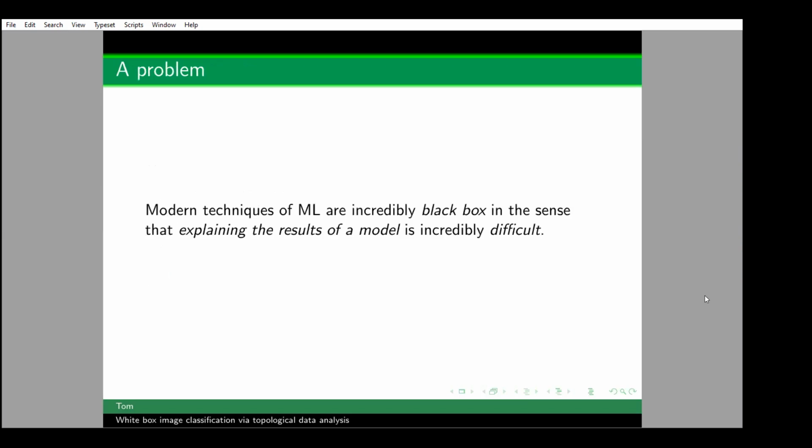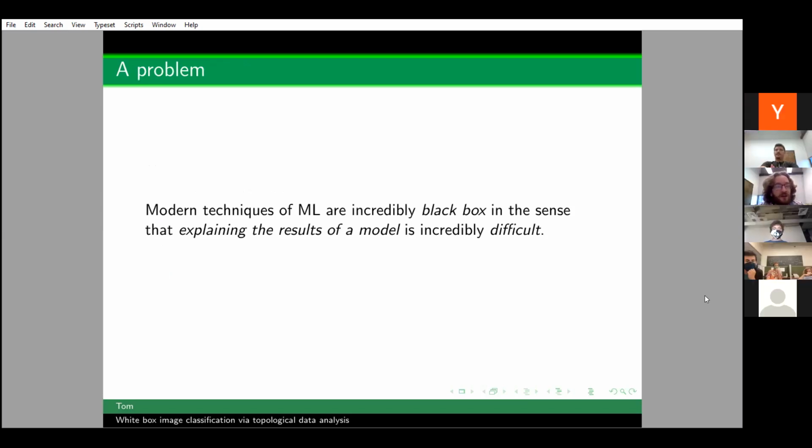But one of the big problems with machine learning nowadays is that all of the techniques are incredibly black box, in the sense that if you try to explain the results of your model to someone, it's nearly impossible. Modern ML techniques are very good at making predictions, but very bad at explaining why they are making that prediction.